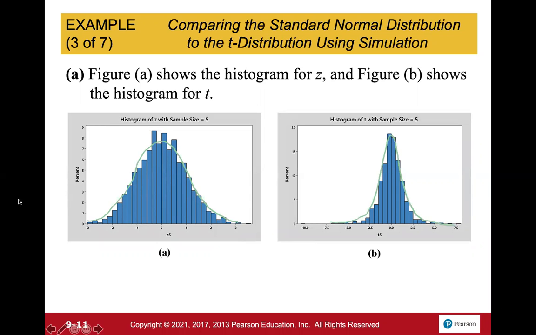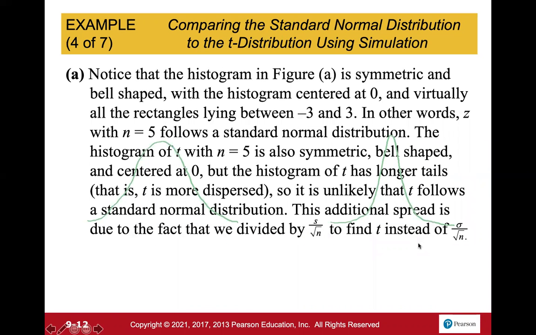The data on the left-hand side looks to be smaller than it is on the right-hand side. And let's see if we have any other similarities. So notice the histogram in figure A is symmetric and bell-shaped, with the histogram centered at 0. Vertically, all the rectangles lie between -3 and 3. In other words, Z with n equaling 5 follows a standard normal distribution.